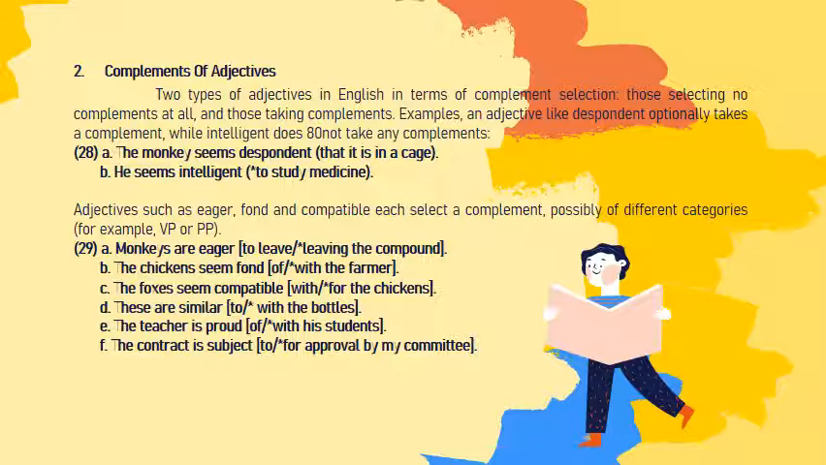Adjectives such as eager, fond, and compatible each select a complement, possibly of different categories, for example, VP or PP. A. Monkeys are eager to leave the compound. The chickens seem fond of the farmer. The foxes seem compatible with the chickens. These are similar to the bottles. The teacher is proud of his students. The contract is subject to approval by my committee.